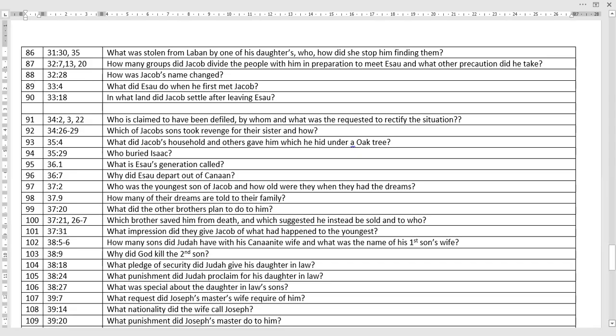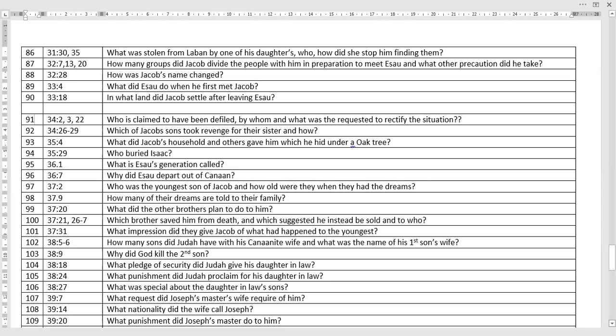Question 90. In what land did Jacob settle after leaving Esau? He basically went back to his other place. 33:18: And Jacob came to Shalem, a city of Shechem, which is in the land of Canaan, when he came from Paddan-aram, and pitched his tent before the city. So this land of Canaan we've come up against with Abraham, and it's going to be the central part of the Old Testament. Question 91. Who is claimed to have been defiled? By whom?